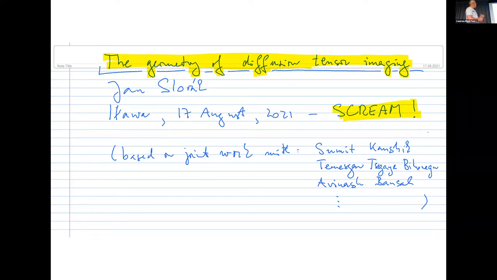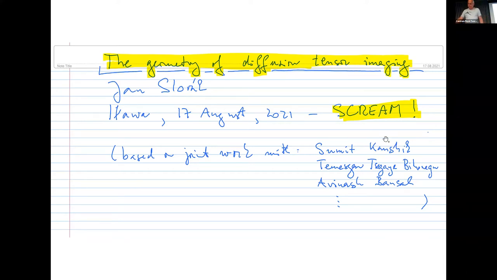So whatever I'll be talking about is based on work with this very first student of mine, Sumit Kaushik. He defended his thesis already a while ago. And by that time there were newcomers joining our team. So Temesgen Gebregiorgis Bihonegn is an Ethiopian guy, and Avinash Bansal is also an Indian guy.